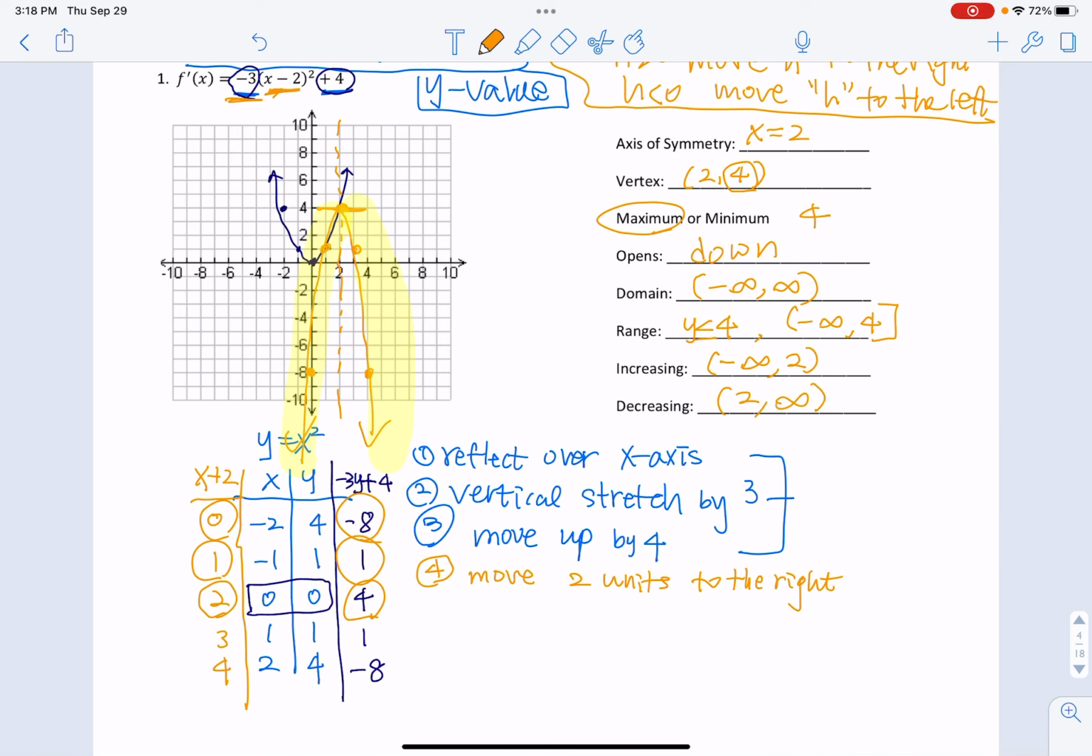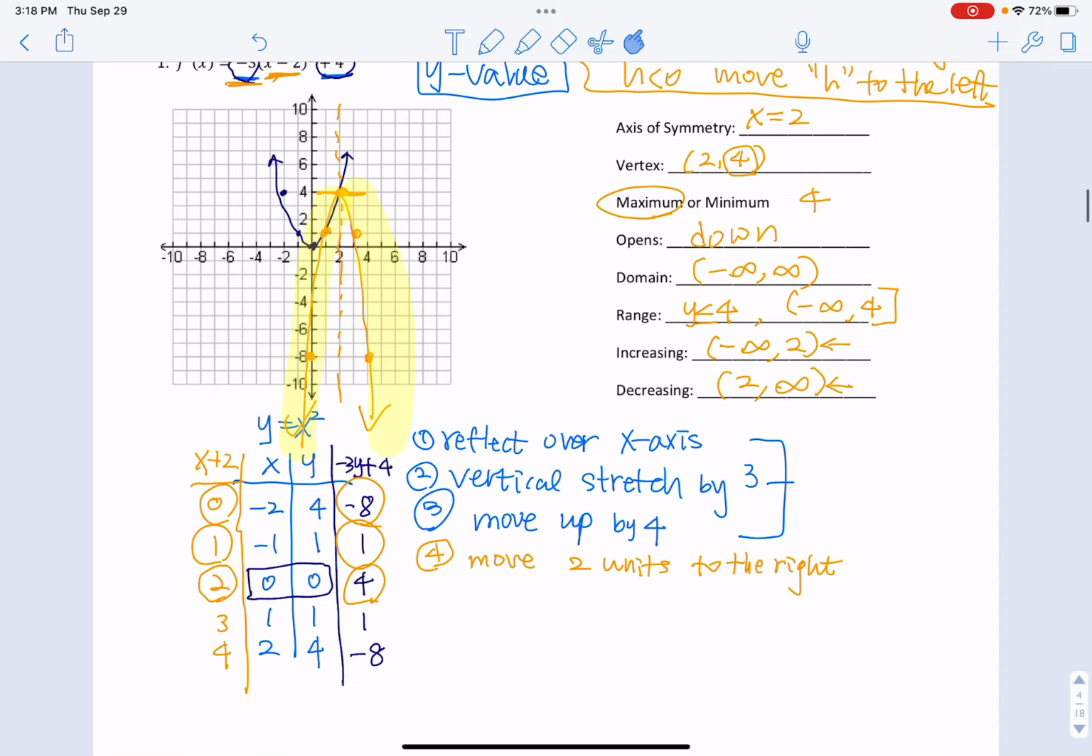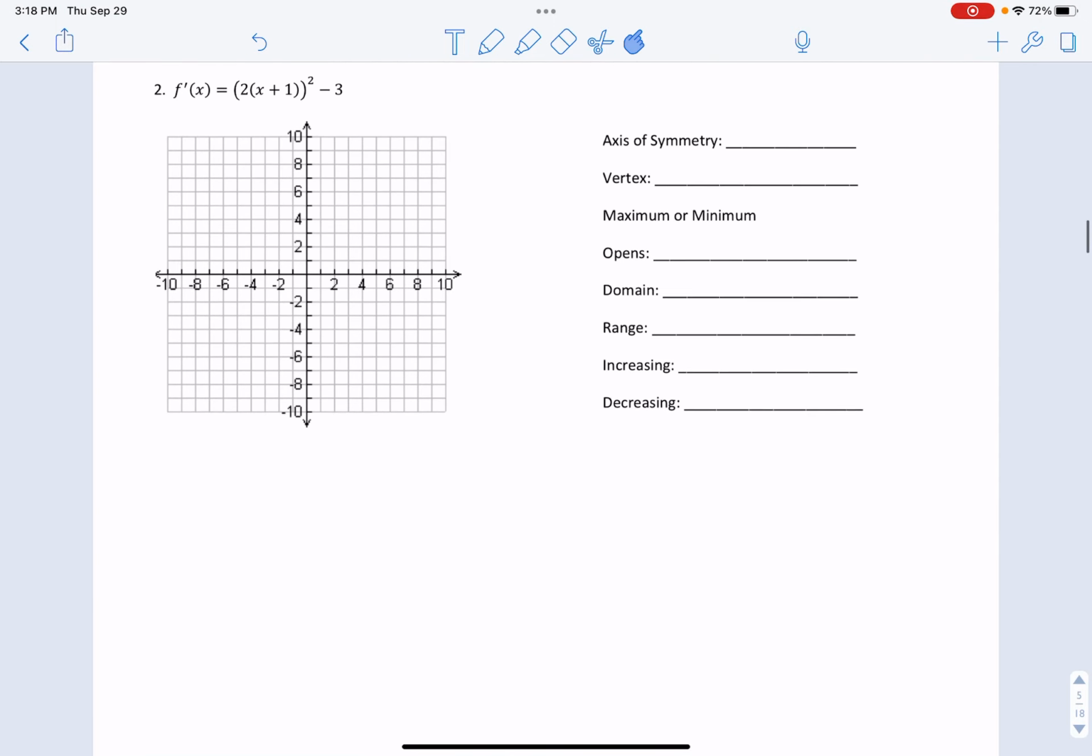So when you write the interval where the graph is increasing or decreasing, you have to express what x value it is when the y value is increasing or the y value is decreasing. So remember that. And then we will go to the next problem here.